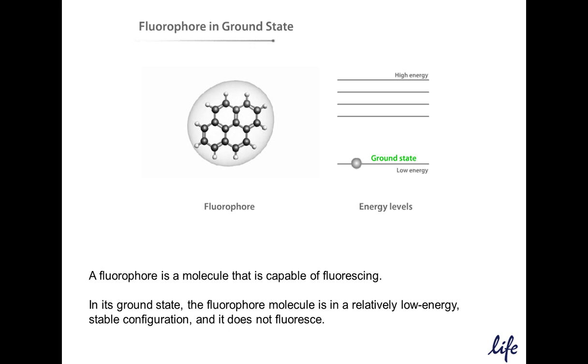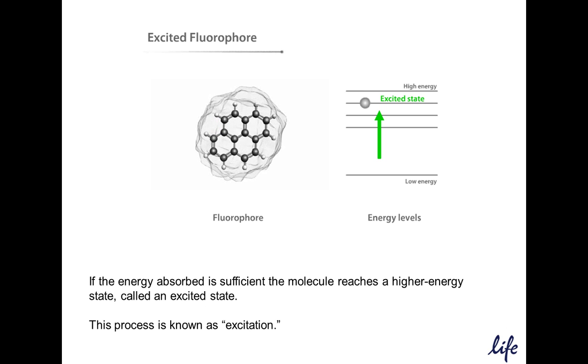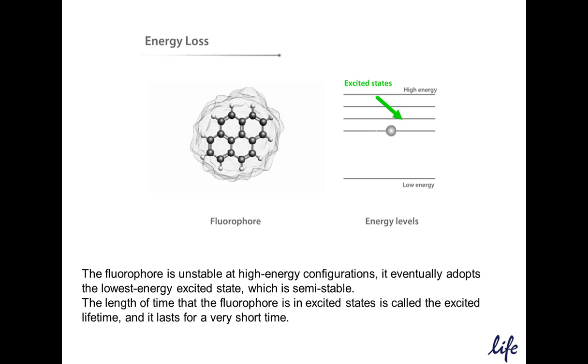So a fluorophore is a molecule that is capable of fluorescing. In its ground state, the fluorophore molecule is a relatively low energy but stable configuration, and it does not fluoresce. When light from an external source hits the fluorophore molecule, the molecule can absorb the light energy. When the light energy is sufficient, the molecule reaches a higher energy state called an excited state, and this process is known as excitation.